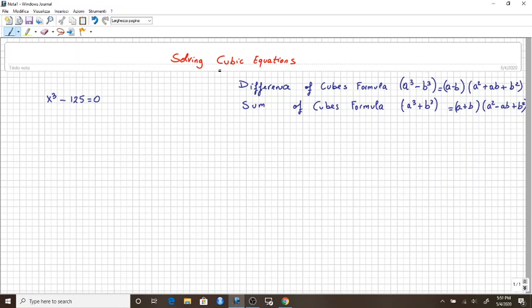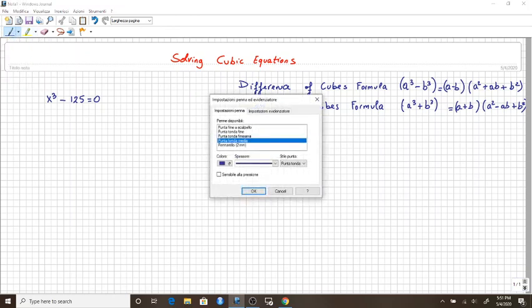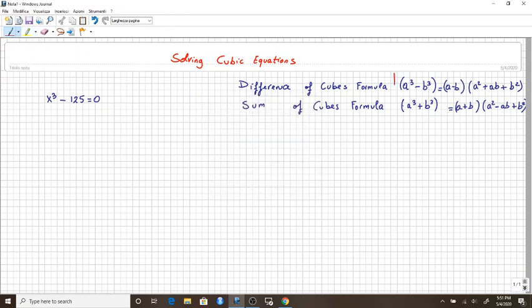So what it means is that we have the left hand side of this formula. We have this piece, a cubed minus b cubed, which is given to us, where x cubed is the same as a cubed, and 125 is the same as b cubed, right?